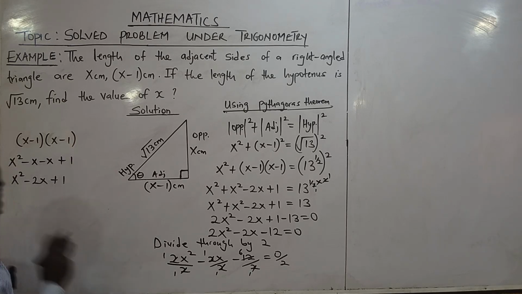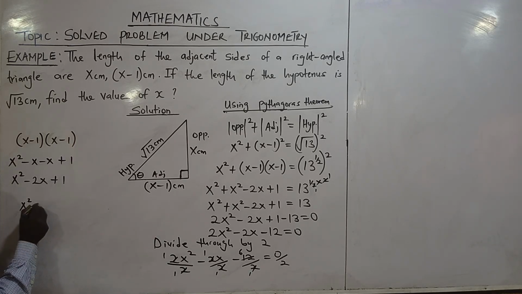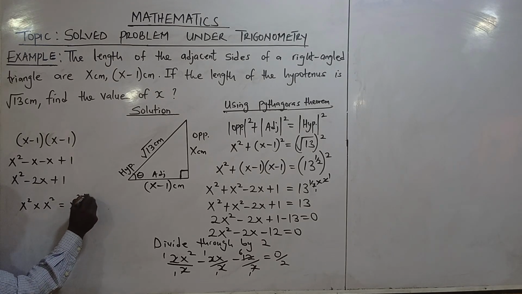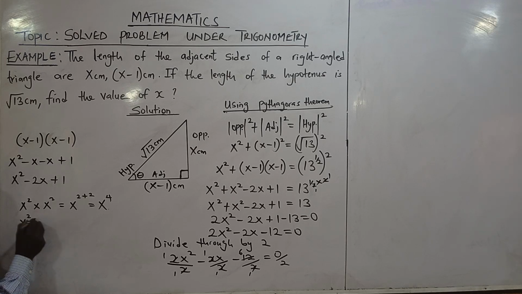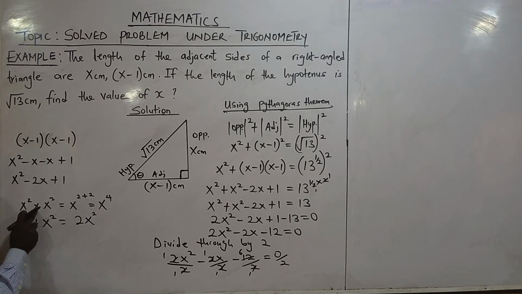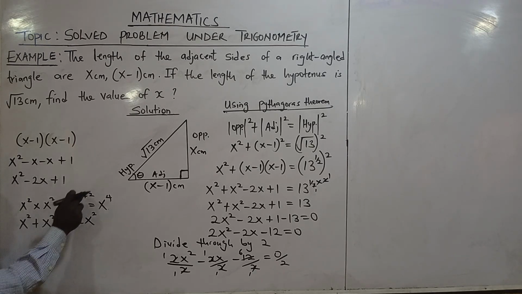Please, I want to explain something. When you're having x squared multiplied by x squared in indices, the multiplication will turn to positive 2 plus 2, which is x raised to power 4. But in the case of x squared plus x squared, we still retain x squared, so x plus x will be 2x squared. The 2 will not be affected in addition, but in multiplication, the multiplication will turn to positive at the index.